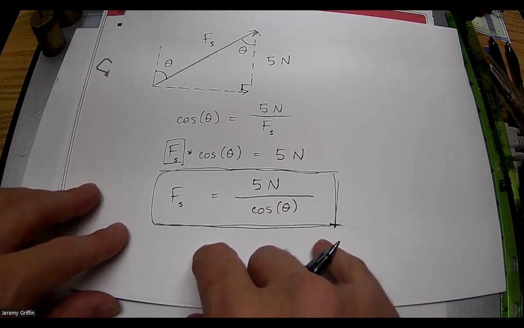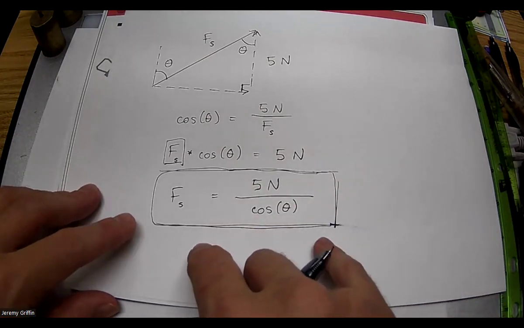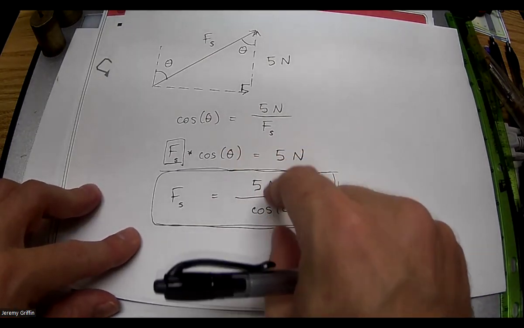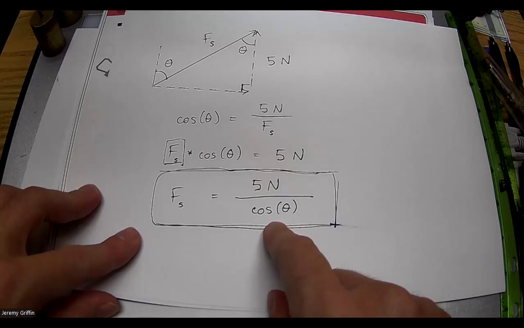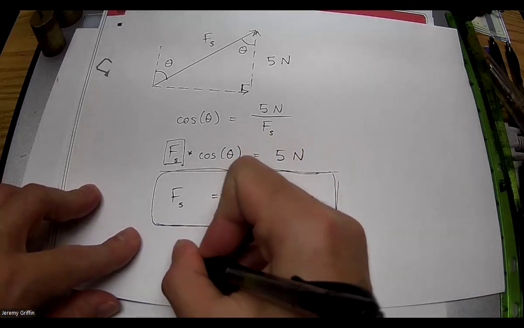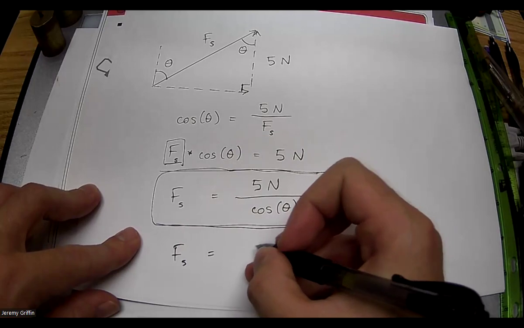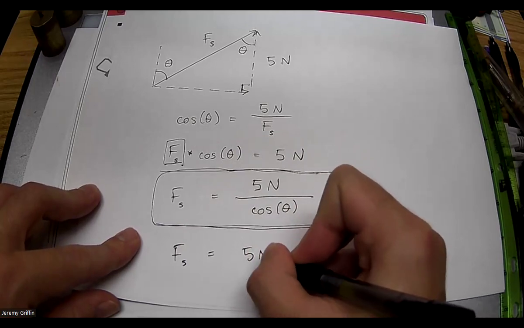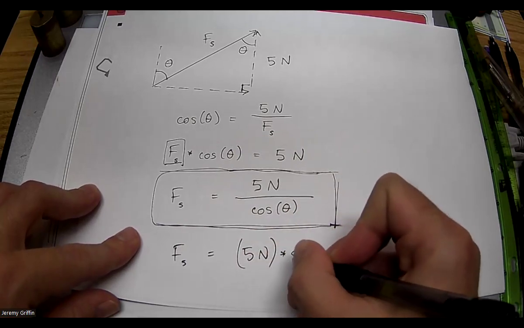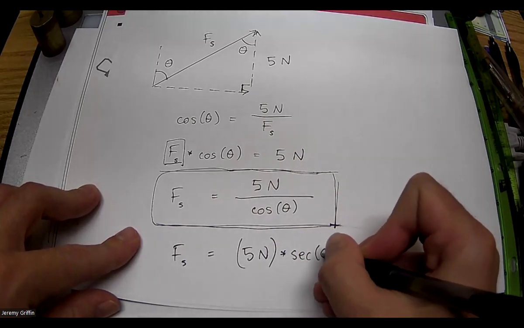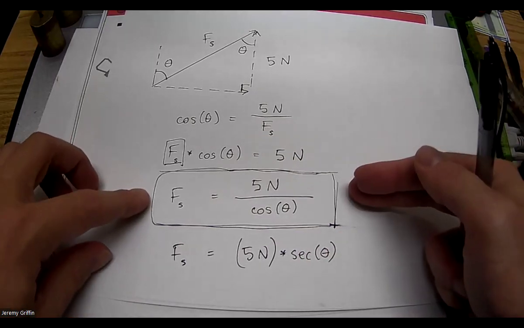One more detail. This is maybe a little bit unnecessary. Does anybody know what 1 divided by cosine is? You guys ever heard of secant? So you know, 5 newtons times secant of the angle. If you don't know that, that's okay. I really want you to know divide by cosine.